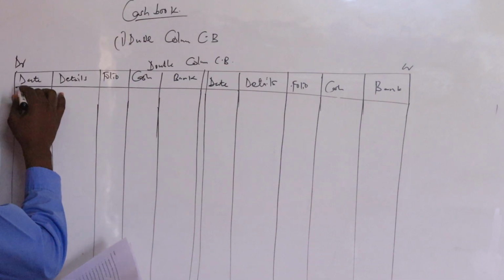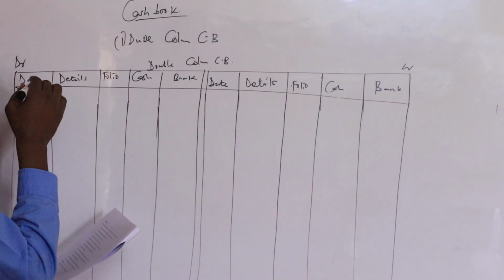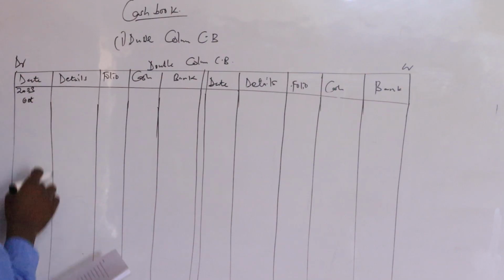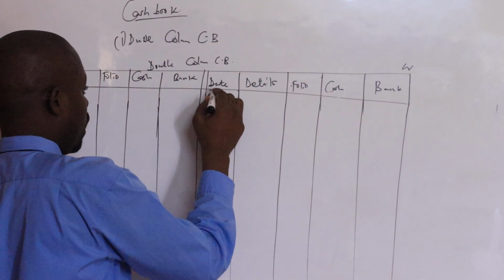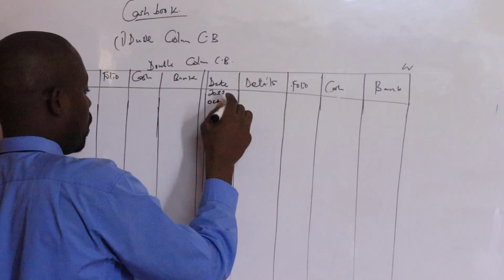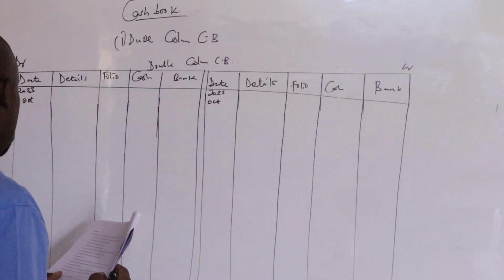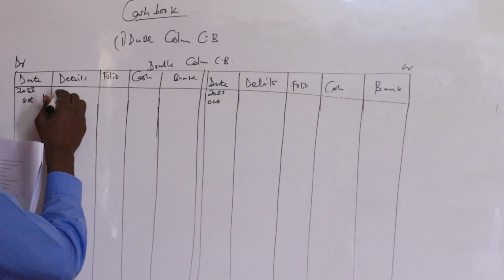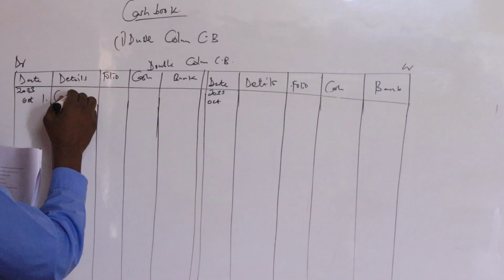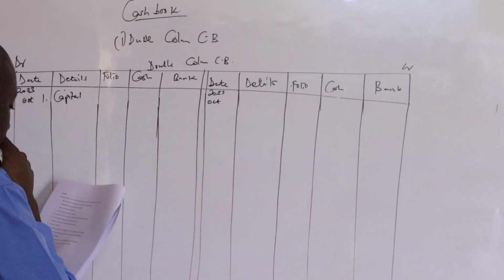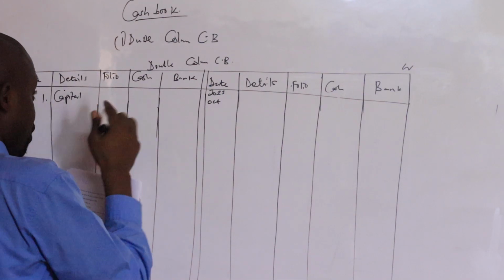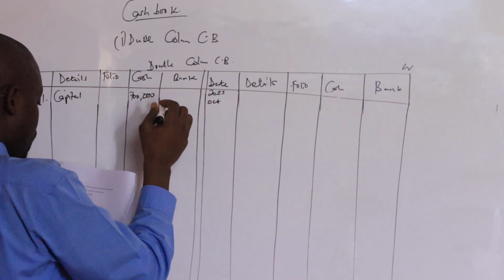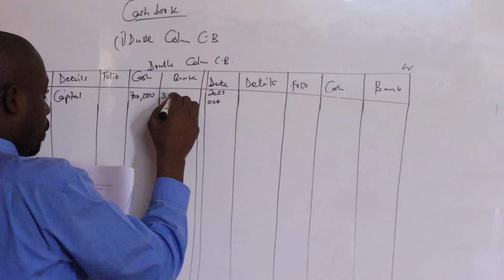So I'll label the year here. We have got the year 2023. The month is October, and then I'll be listing the days here. Again here, 2023, October. Then the days will fall on that column. So on first, the details is capital. So we shall debit cash. Capital, that is in cash, 700,000. At bank, 3.5 million.